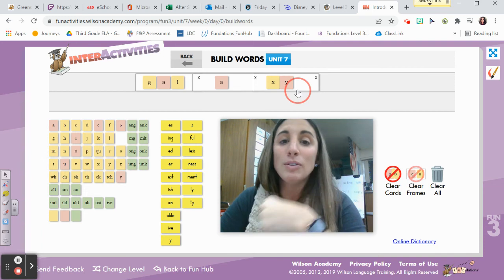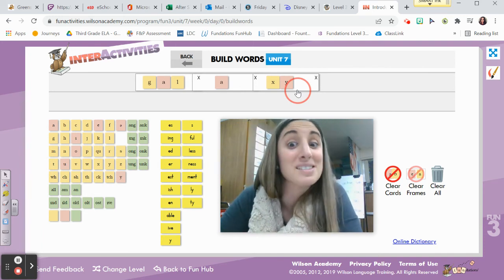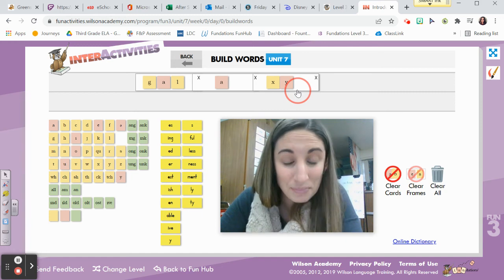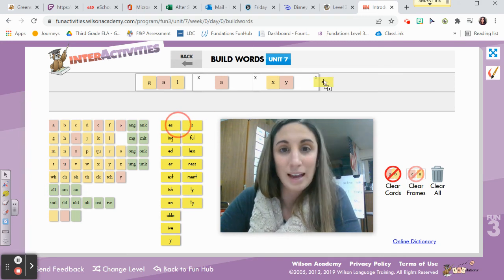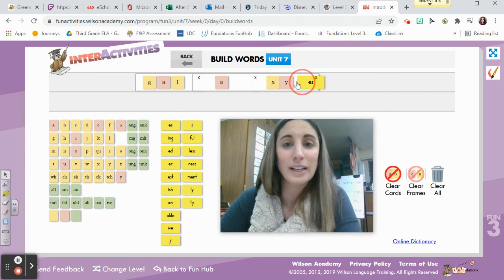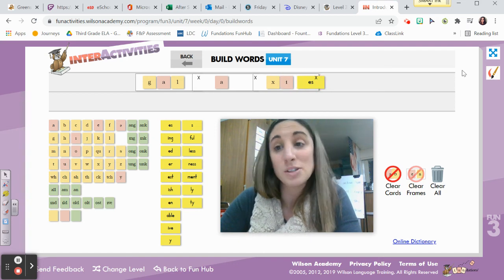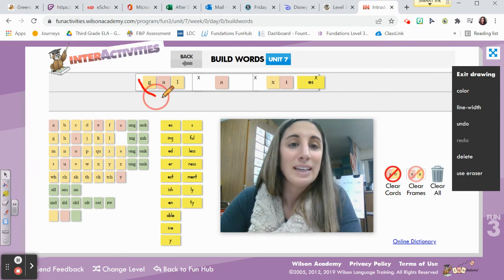Galaxy. Now, if I wanted to make it plural and say the universe actually has several galaxies, what do I do? Am I going to use the ES or the S to make it plural? ES. And then do I just attach it? What's the rule we've been learning? Change the Y to an I and add ES. Very good.